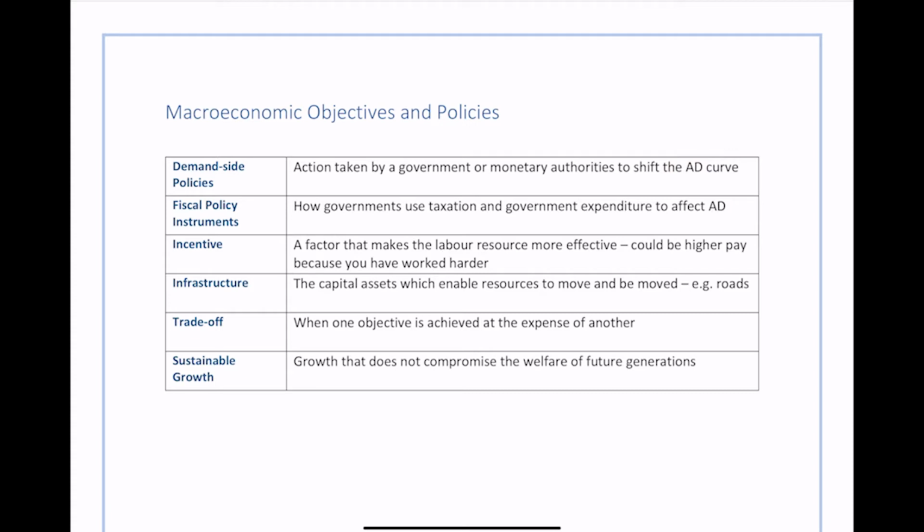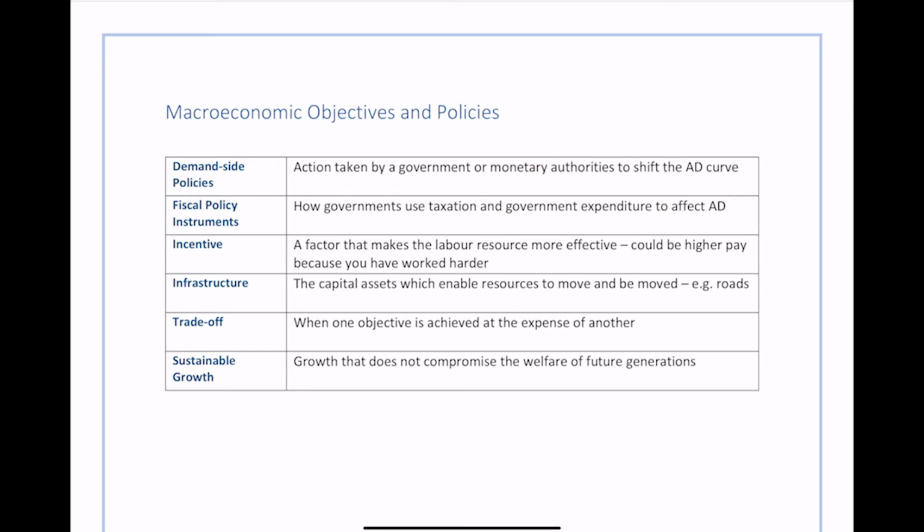Then you've got fiscal policy instruments, and the only thing you need to think of when you think of fiscal policy are the words taxation and government expenditure. So it's basically how governments use taxation and government expenditure in order to affect AD. How has taxation changed? How has government expenditure changed? And you'll probably notice that government expenditure is linked back to demand side policies, where you have government expenditure as part of the AD equation.